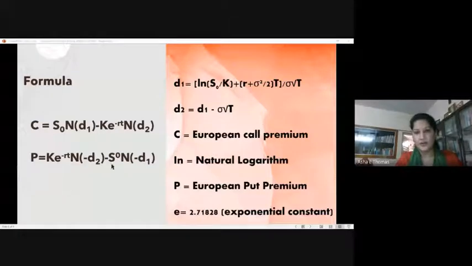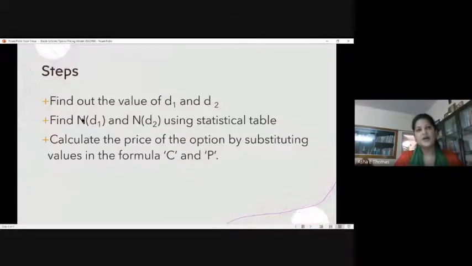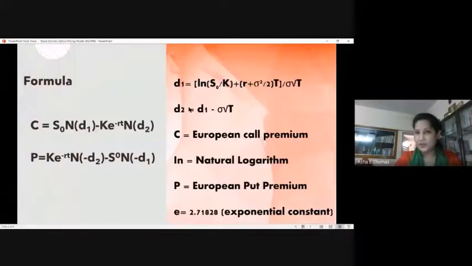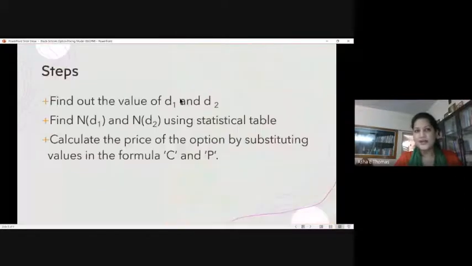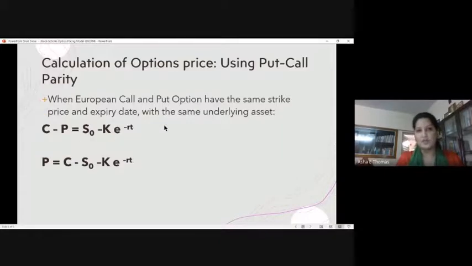We are actually moving further, where the steps are, we will go with finding out the value for D1 and D2, and then we find out N of D1 and N of D2 using the statistical table, which we are going to work out practically. So you will be knowing better. When you hear the theoretical part from me, you might find it a little difficult, but once you do it, it's very simple. And calculate the price of the option by substituting C and P in the formula.